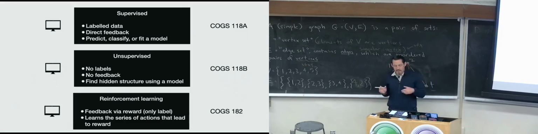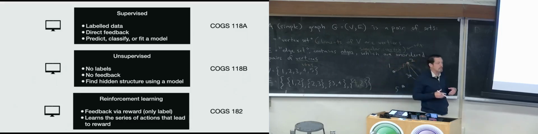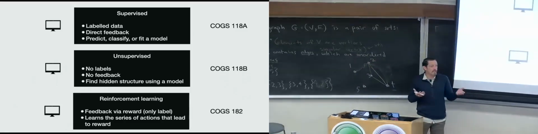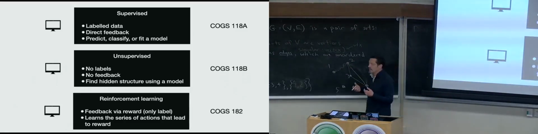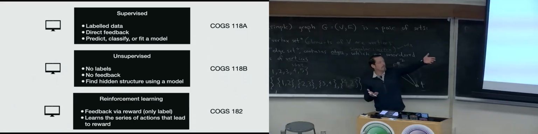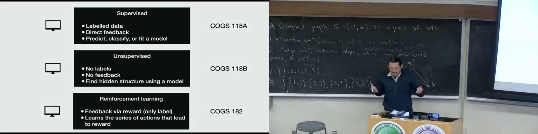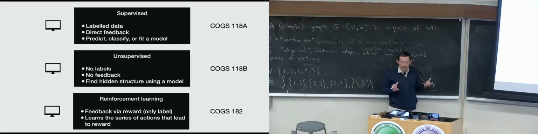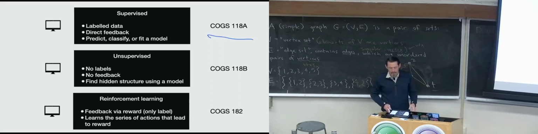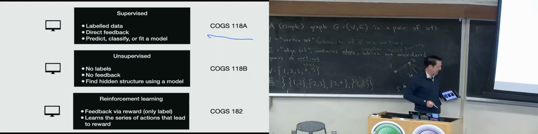You can use this for all kinds of things. You can use it to predict continuous variables like a regression. You can use it to classify different bird songs, right? BirdNet. You can use that same thing to fit a model. We'll talk about that in a minute. So that's us, COGS 118A.